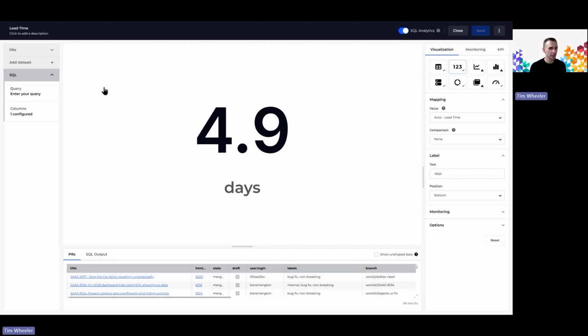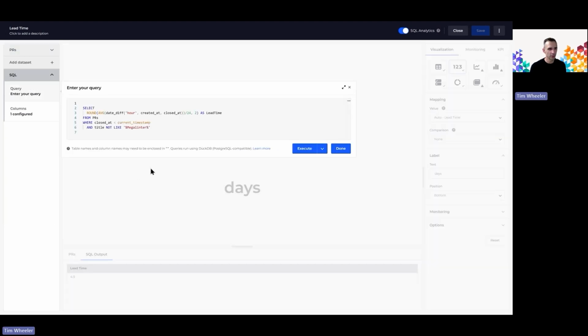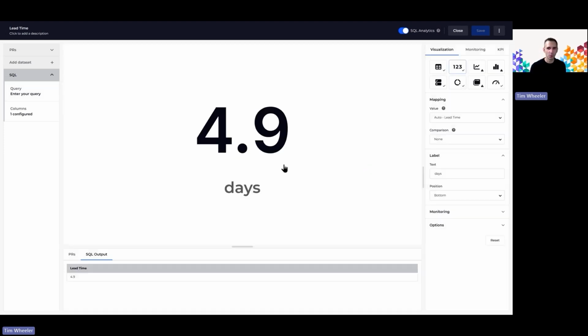Got lead time for change. So with this one, I've taken a very simple approach of just looking at the time it takes PRs to merge. So I'm using GitHub. Again, I've taken 30 days. And then in my SQL to do the calculation, I've essentially worked out the number of hours between the creation and the merging of the PR, taken an average and rounded it, and that's brought me back this 4.9 days.